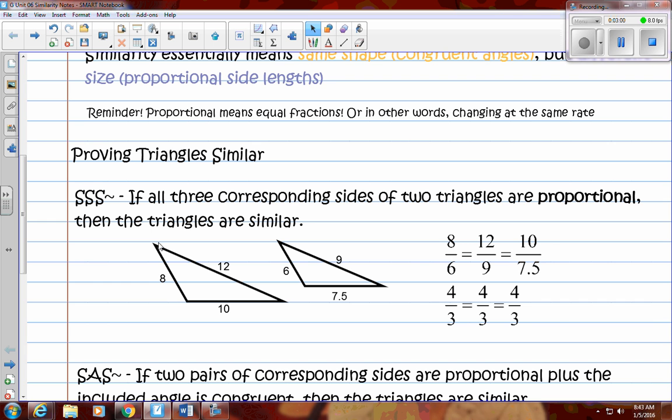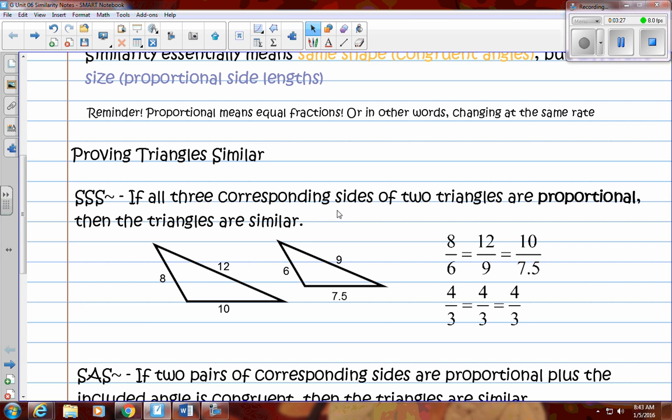So if I compare my corresponding sides, my 8 with my 6, my 12 with my 9, and my 10 with my 7.5, and I reduce them, I see they all make the fraction 4/3. Because all of my proportions are equal, all of my fractions are equal, they are proportional, and therefore I could prove that these two triangles are similar by side, side, side similarity.